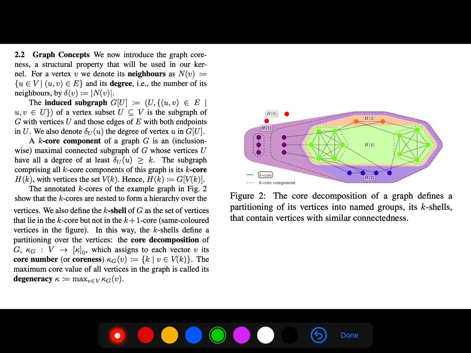We now introduce the graph coreness, a structural property that will be used in our kernel. A k-core component of a graph G is an inclusion-wise maximal connected subgraph of G whose vertices all have a degree of at least k. The subgraph comprising all k-core components we call the k-core.